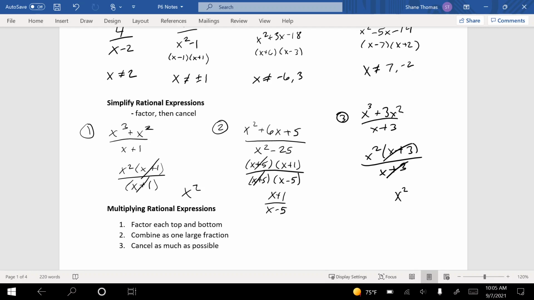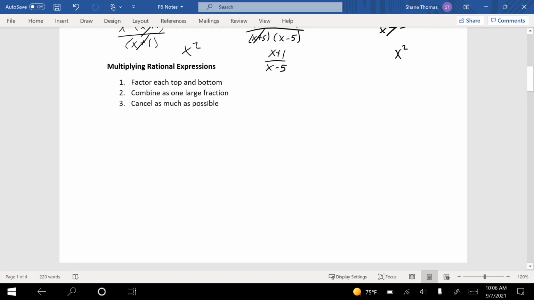Now, if I go back through and ask for restrictions, number 1, does it have any restrictions? No. We only have restrictions if there's a bottom. So this one has no restrictions. Number 3 has no restrictions. Number 2, what would the restriction be? X cannot equal 5. That's it. Good so far? Give me a thumbs up if you're good so far.